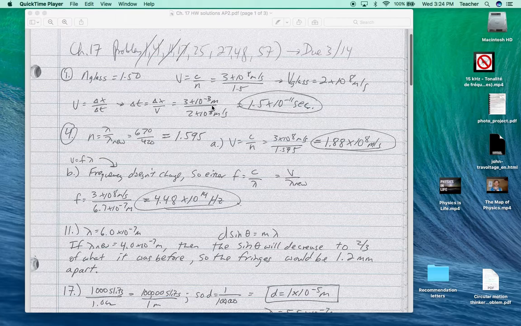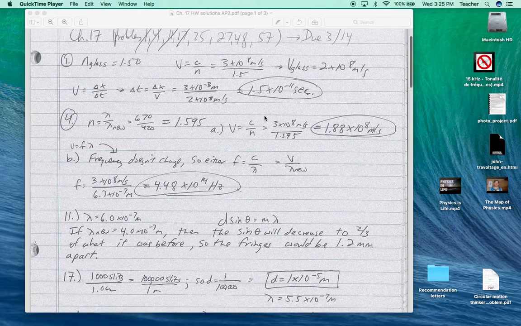Problem number 1 was asking you to figure out how long it took something to go through glass with an index of refraction of 1.5. So the key thing is understanding how light, or electromagnetic waves, slow down. They slow down by a factor of the index of refraction. So the speed through glass is 2 times 10 to the 8th meters per second. Then you can simply use speed equals change in position over change in time to figure out how long it takes.